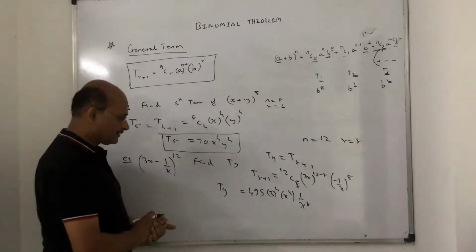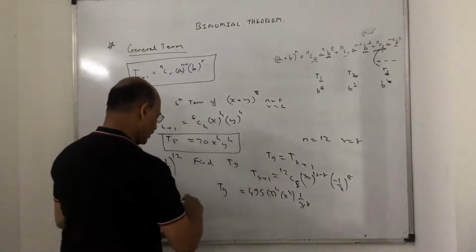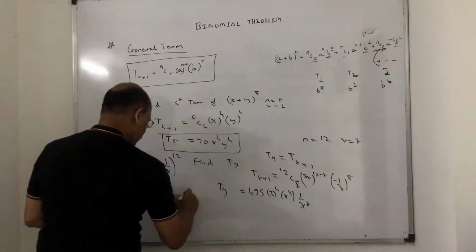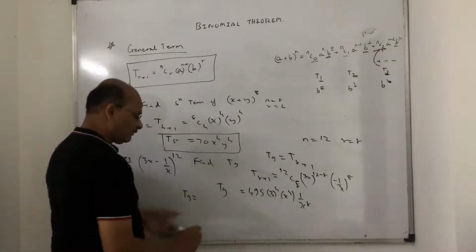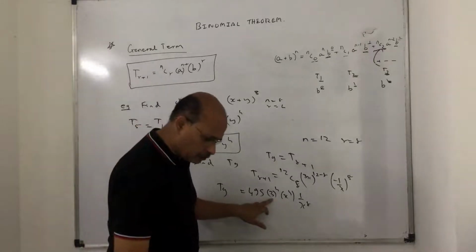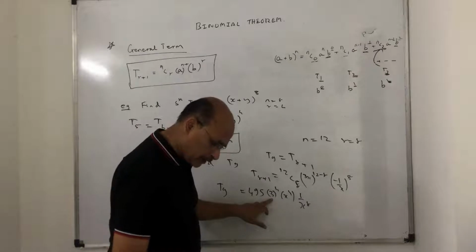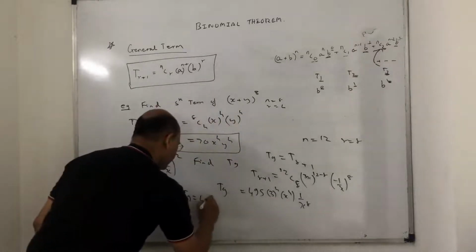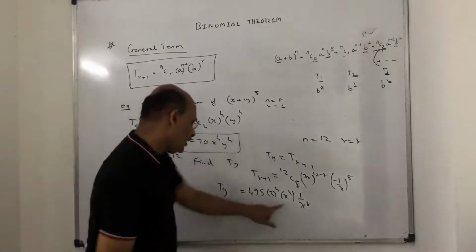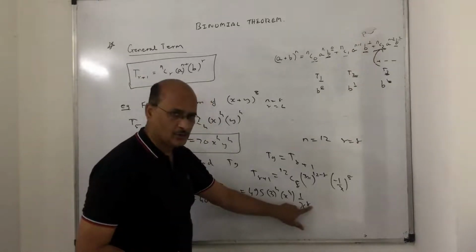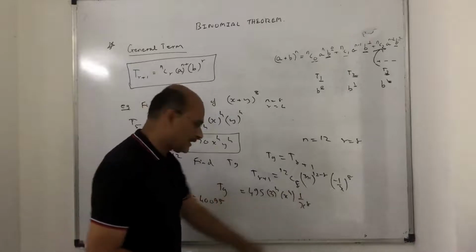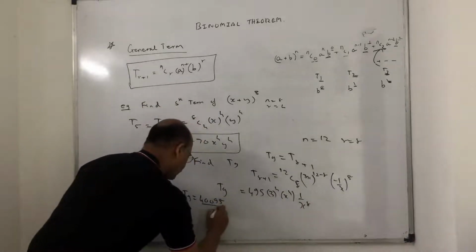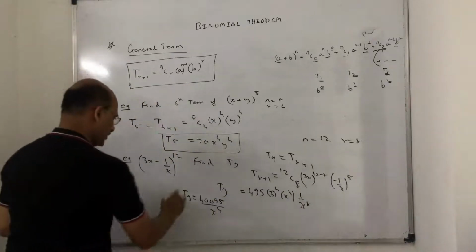So this will become 1 upon x raised to 8. Whatever you can cancel out. So eventually the ninth term will be 495 into 3 raised to 4, which is nothing but 40095. Now x raised to 4 and x raised to 8, same base, you can subtract the powers, it will be upon x raised to 4. So this is my ninth term.